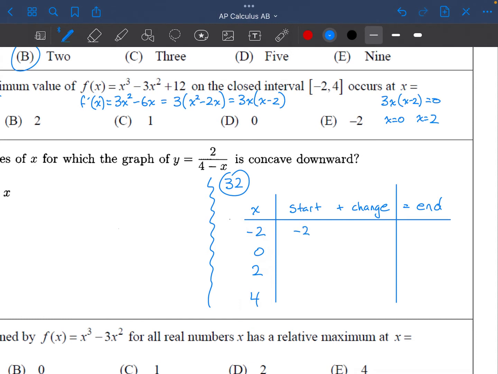So it's going to be -2 to the power of 3 minus 3 times -2 to the power of 2 plus 12. Same thing down here. I'm going to get 0 cubed minus 3 times 0 squared plus 12. Then I'm going to get 2 cubed. Oh, I don't know why I'm writing a minus. I can just hit the undo button. That's much faster. Minus 3 times 2 squared plus 12. And finally, 4 cubed minus 3 times 4 squared plus 12. Whichever one is the biggest wins.